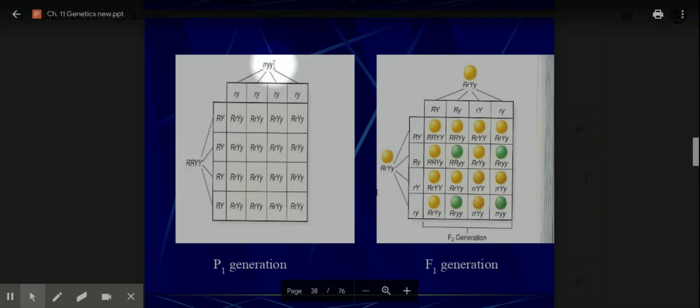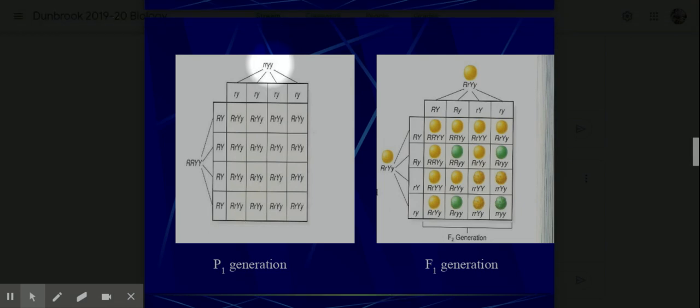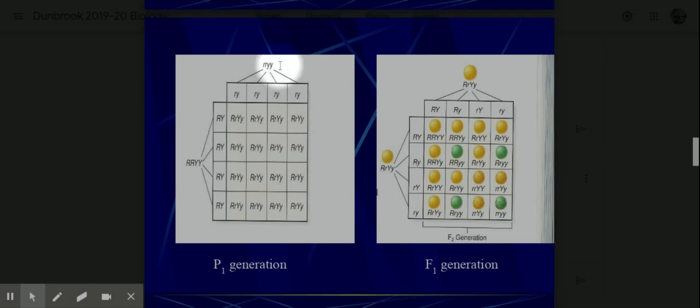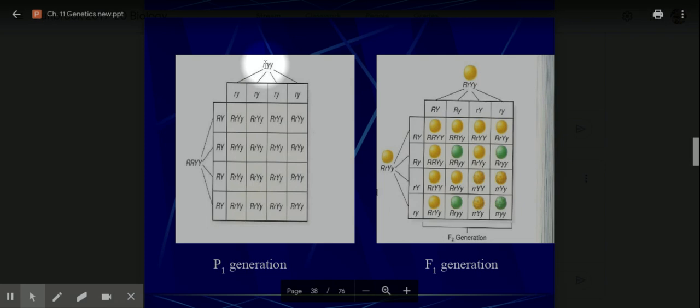Well, if I'm little r, little y, remember, I'm not going to put all of those into my sperm or egg cells. I'm only going to put 50%. All right. But not just any 50%. I have to have at least one big R and one Y.